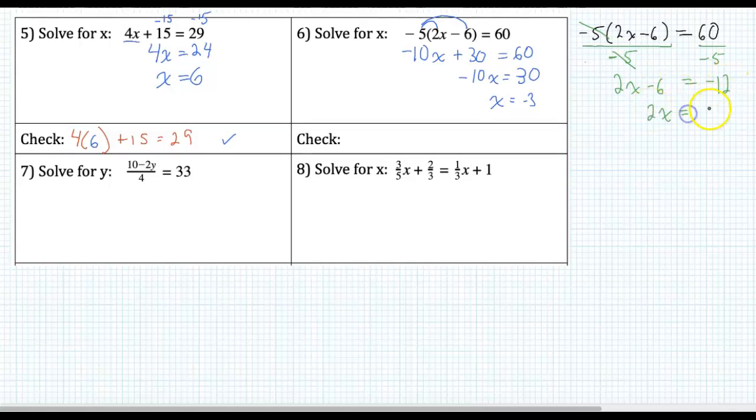2x is equal to, well, that's going to be negative 6. And divide both sides by 2, x is equal to negative 3. So we got the same answer. I'll still double check that.